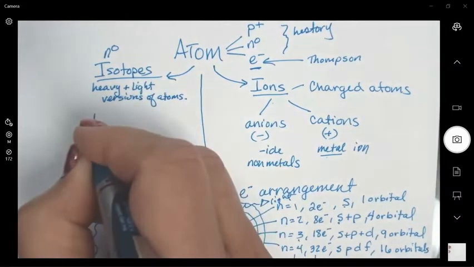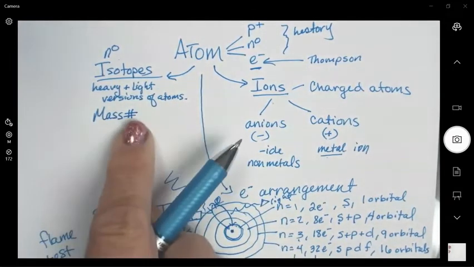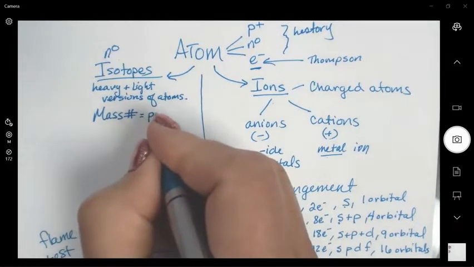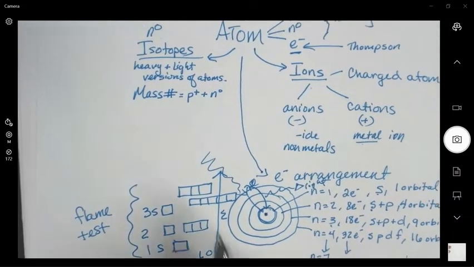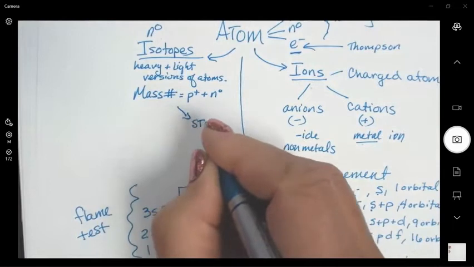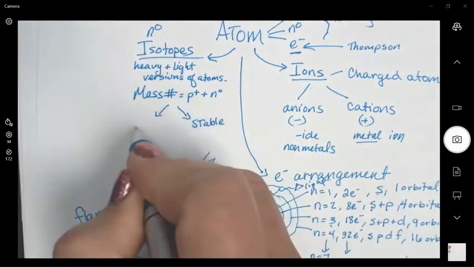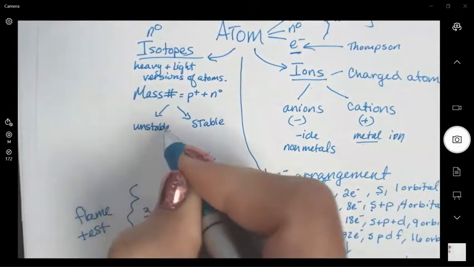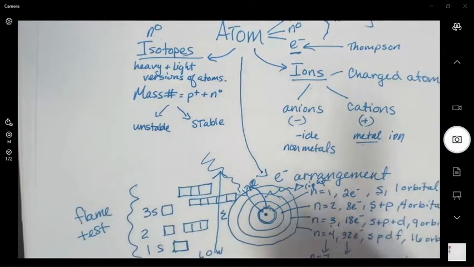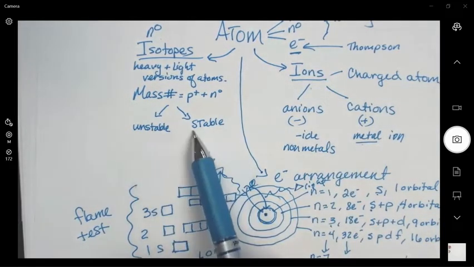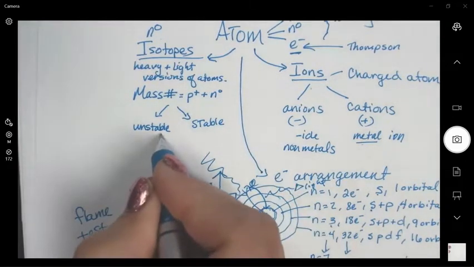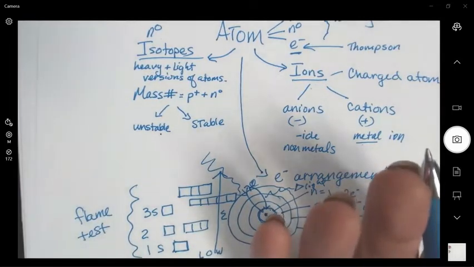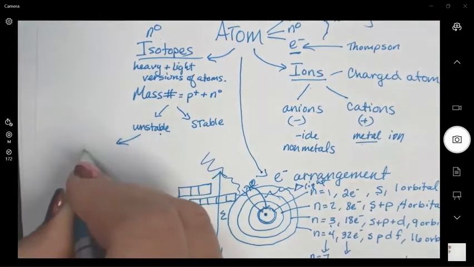We get to mass number with this. Remember, the mass number is protons plus neutrons. And we also talk about how isotopes can be stable or unstable. And that's where the fun began, with the unstable isotopes. Now, every element exists as isotopes. Stable ones just hang out. Unstable ones will eject particles from their nucleus to become stable. And so unstable ones release radioactivity.